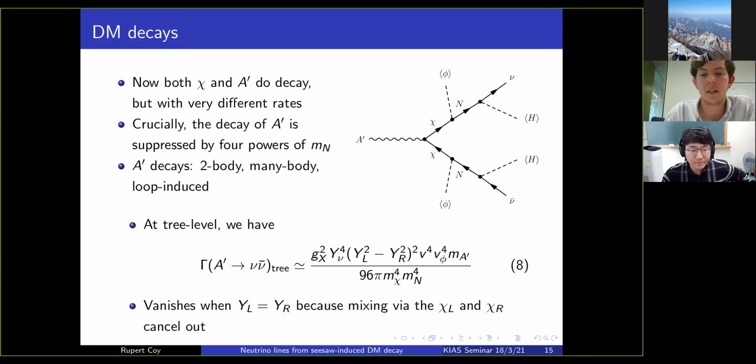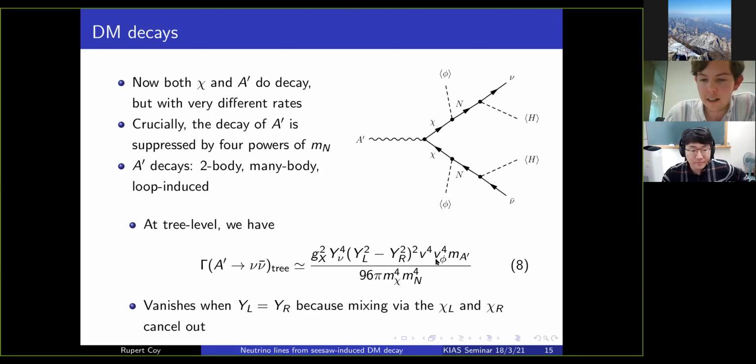And the key thing is that both at tree level and, as we'll see, at loop level, the A prime decay width is suppressed by 4 powers of M_N. So you have exactly that kind of dimension 6 style effect that gives you a very long lifetime. At tree level, you can see it in this diagram here. Crucially, at the level of the amplitude, you have 2 lots of chi mixing into a light neutrino. So you have 2 lots of a sterile neutrino propagator, and in that propagator, you have a 1 on M_N power, basically. And that explains why you have 1 on M_N squared in the amplitude, and so 1 on M_N to the 4th in the width.